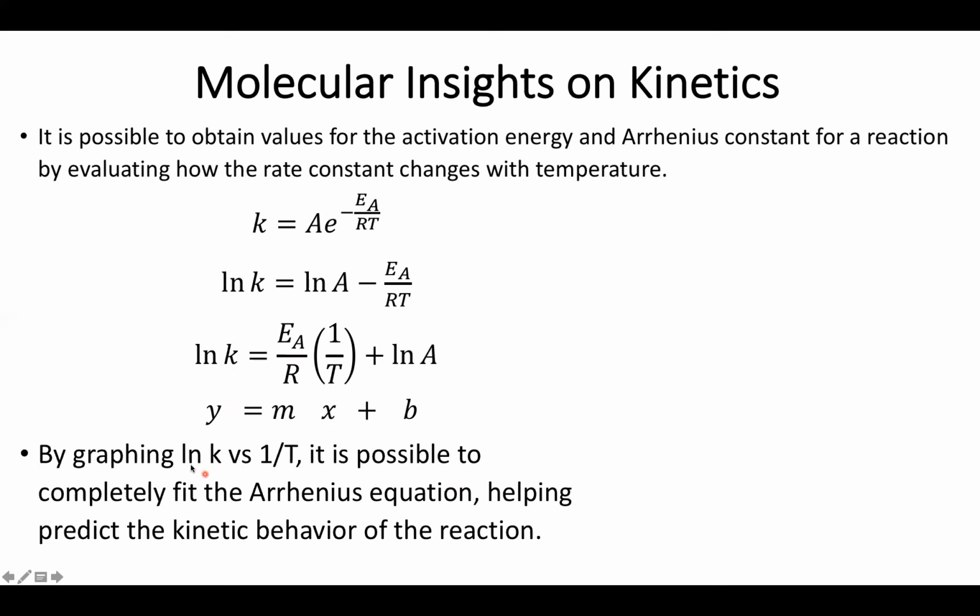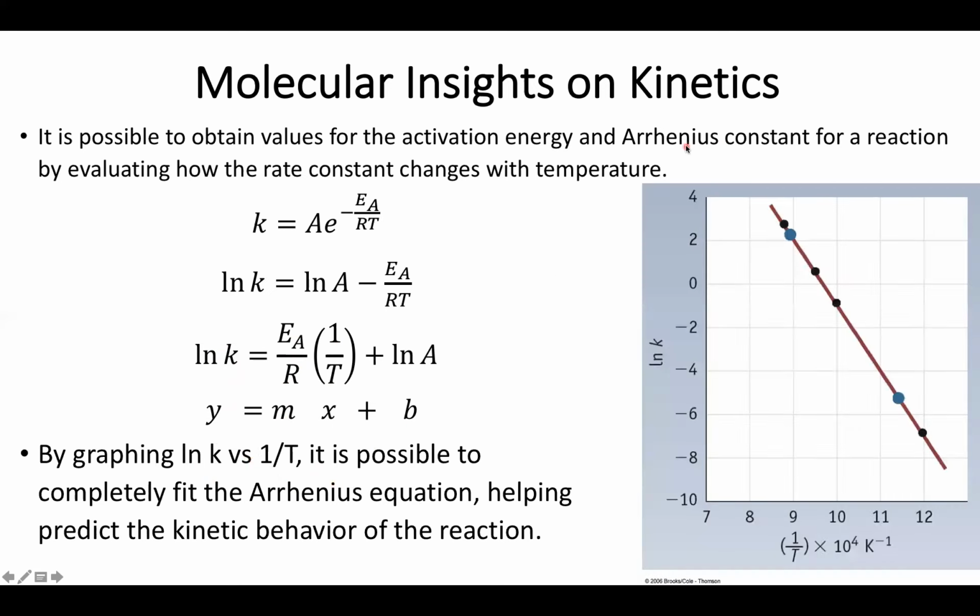And so by graphing our natural log of our rate constant versus inverse temperature, we should be able to generate a nice straight line. And again, the slope should be the negative of the activation energy over R, and our intercept would then be related to the Arrhenius constant. So by a simple linear fit, after having performed several determinations of rate constants, you can figure out a lot about the temperature dependence of a given reaction.